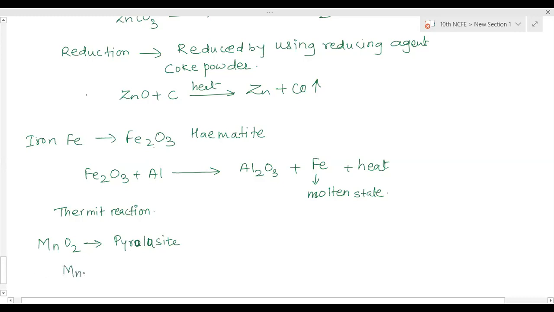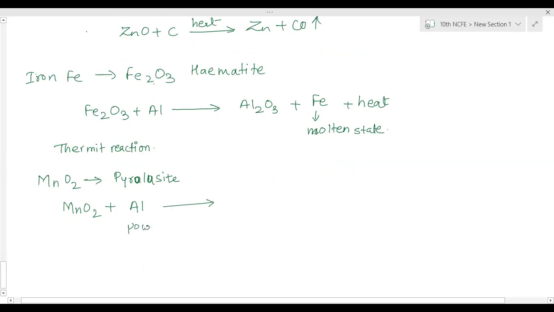MnO2 is also extracted by adding aluminium powder. Aluminium is taken in the form of powder. Here also aluminium oxide is formed by the displacement reaction, because aluminium is more reactive than manganese. So we will get aluminium oxide and manganese, which is also obtained in the molten state. Here also heat is given out in this reaction. Is it clear?